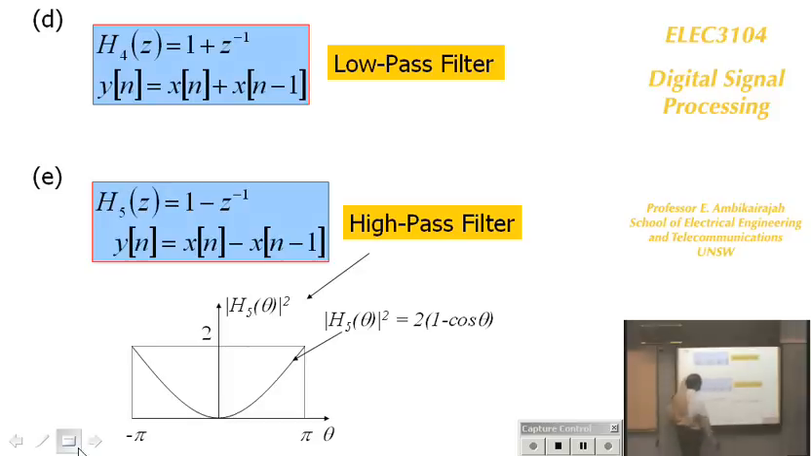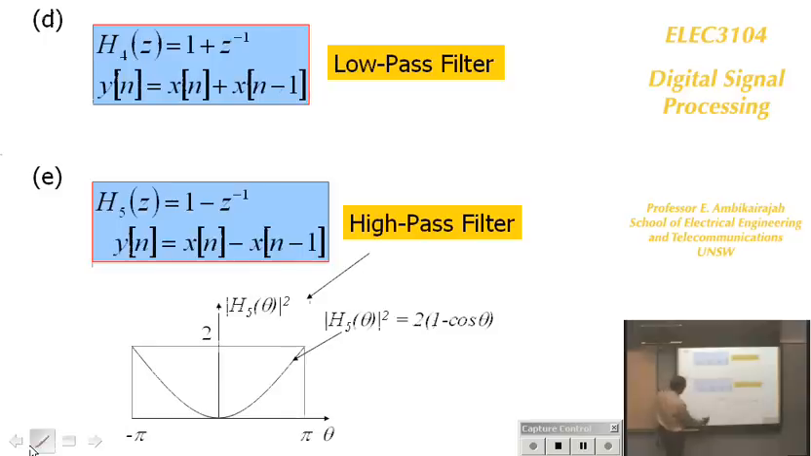So we can simply take one or two examples of a low-pass filter and a high-pass filter. Adding two samples, it's a low-pass filter. Subtracting two samples, that's a high-pass filter. So you can just use H theta and calculate H theta, and in this case, if you do this one, you can show it's a high-pass filter.